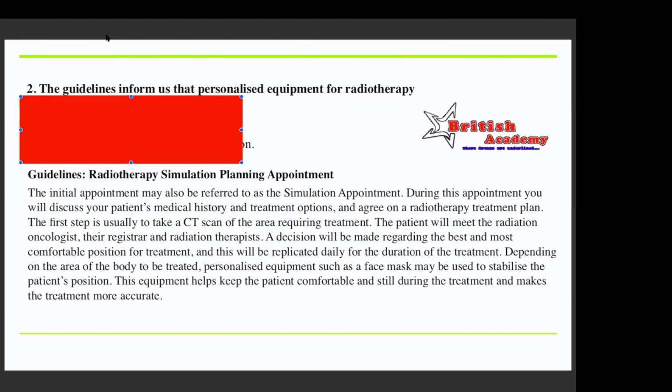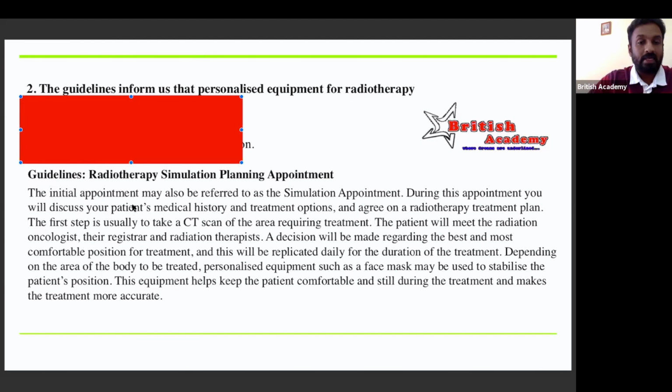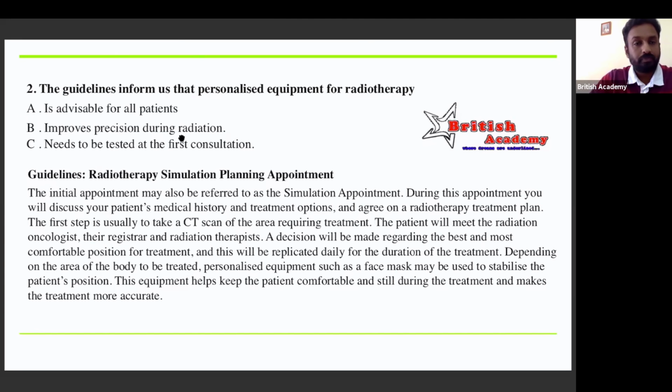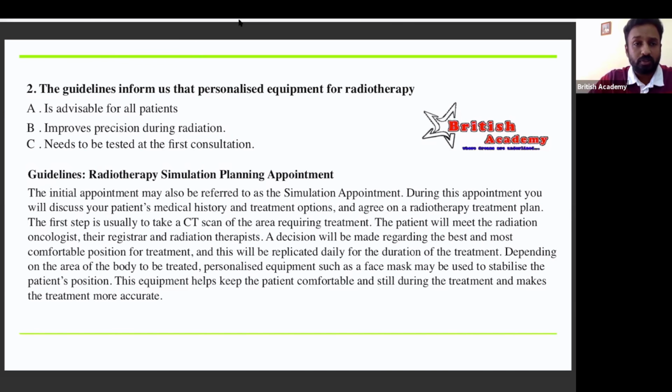Okay, I believe you might have read it. Now, guidelines, radiotherapy simulation planning appointment. Since you have read this, this time I'll give you an option. See the options. These are the options given to you.